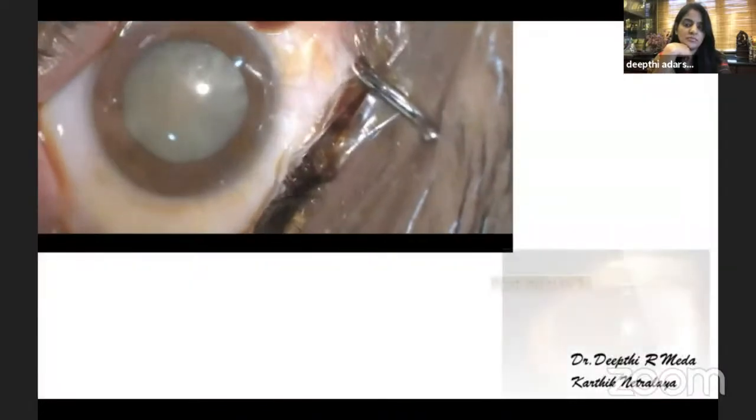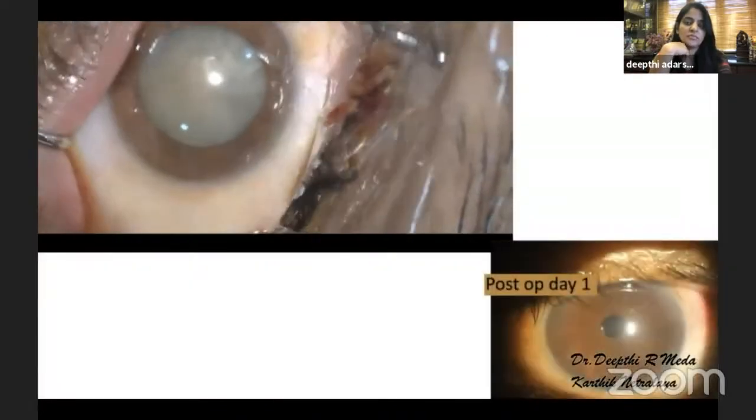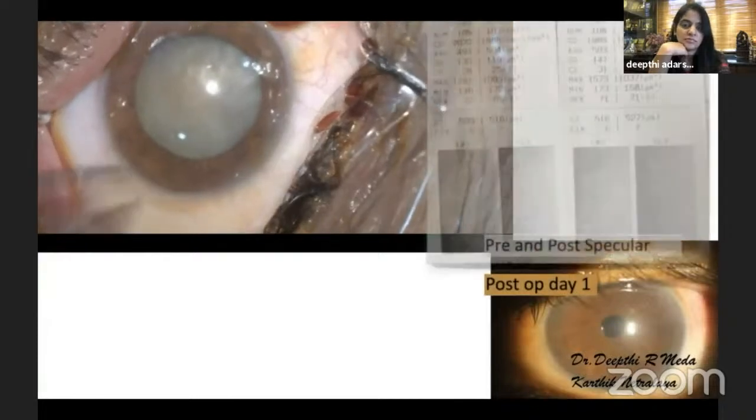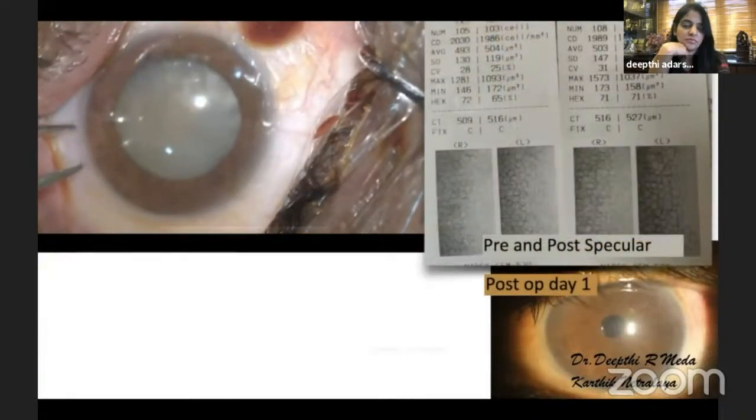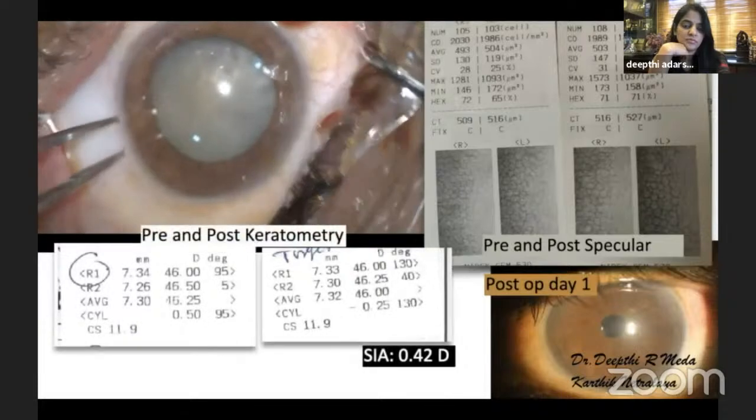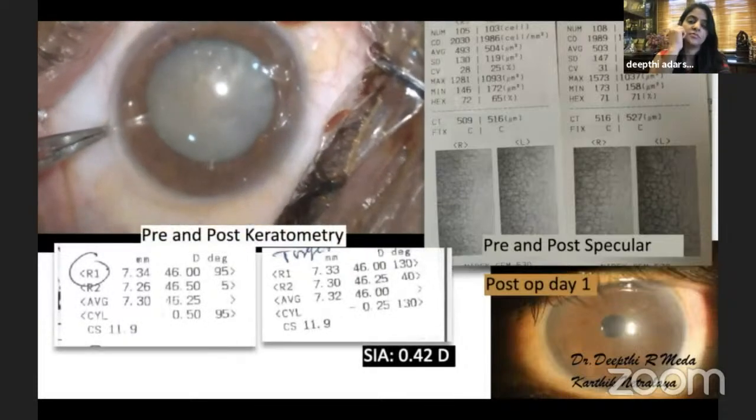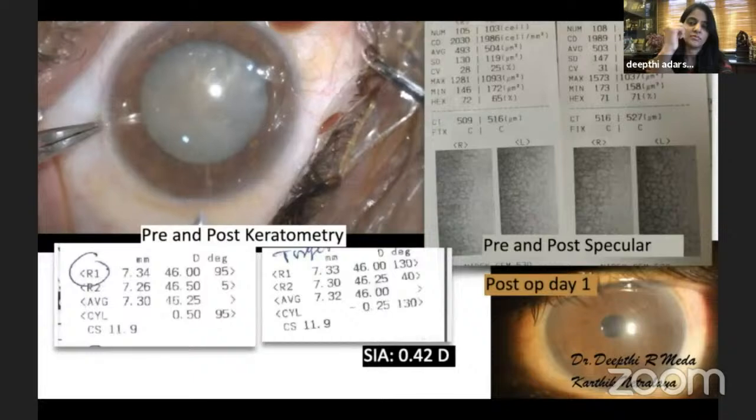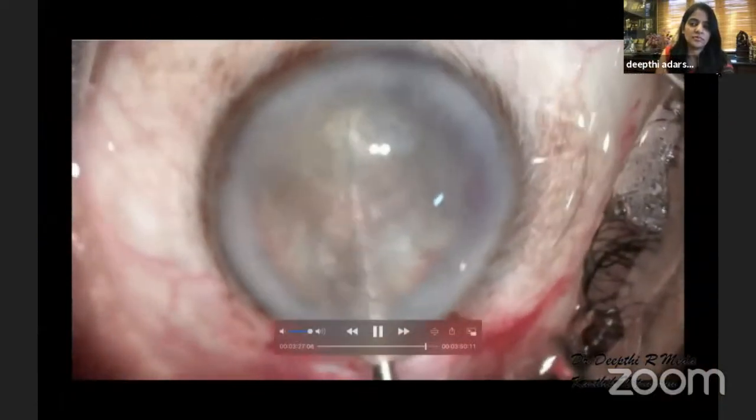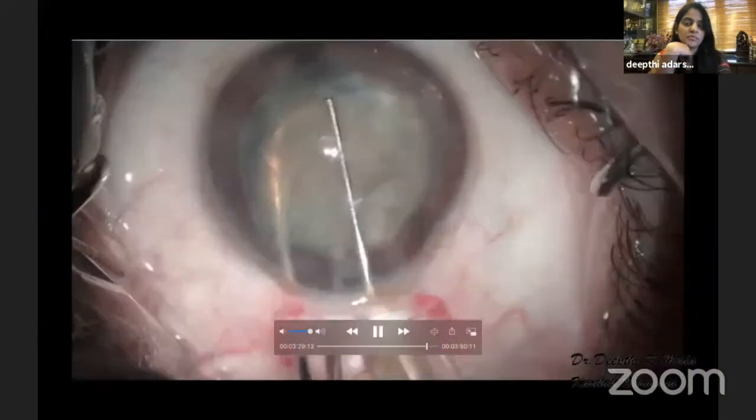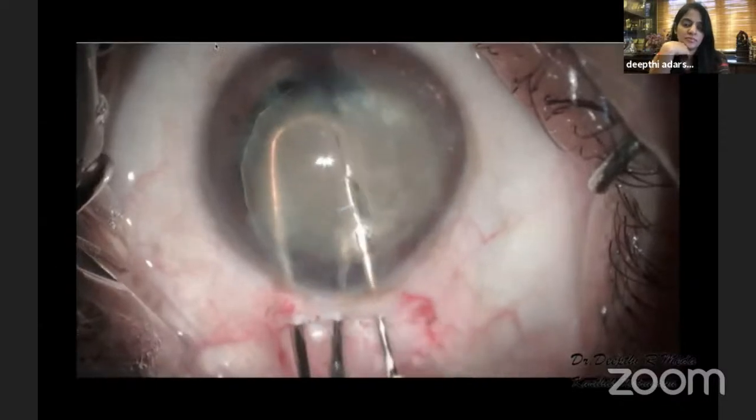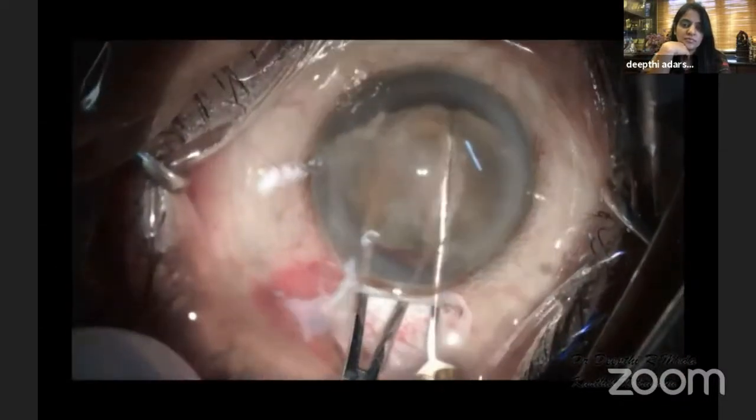So with this technique, we can achieve clear cornea on the next day, satisfying speculars at 1 month, and an average SI of just 0.5 diopters even in the hardest of cataracts, as there's absolutely no stretch of the incision. So one of these three techniques using simple instrumentation can be used to manage advanced cataract.